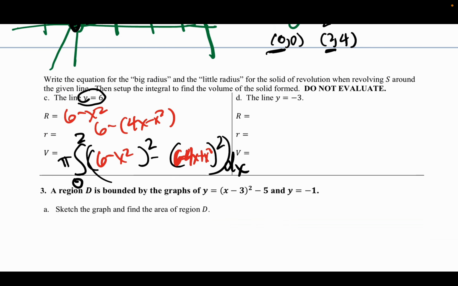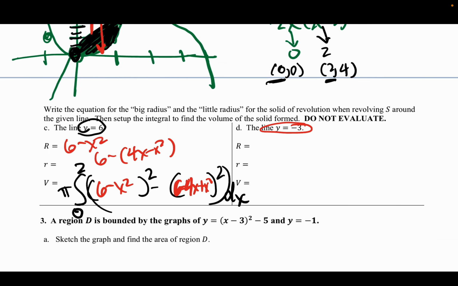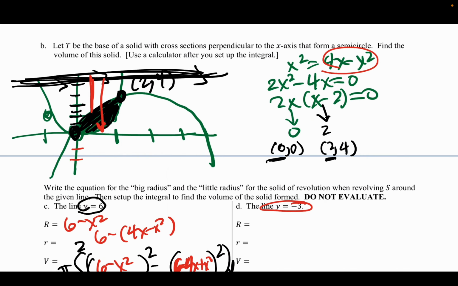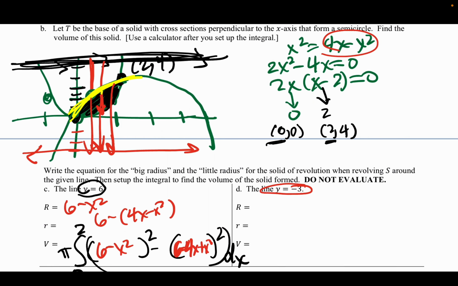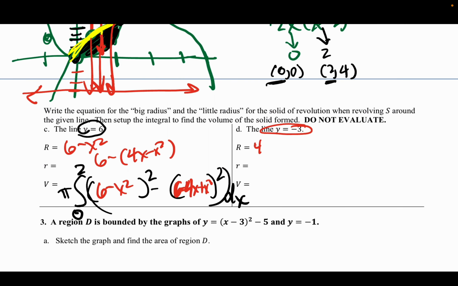And the line y equals negative 3. In this case, we would go top minus bottom. Now this one is on the top right here. So I'm going to go top minus bottom. Top minus bottom is the outside. So that one is 4x minus x squared minus negative 3.